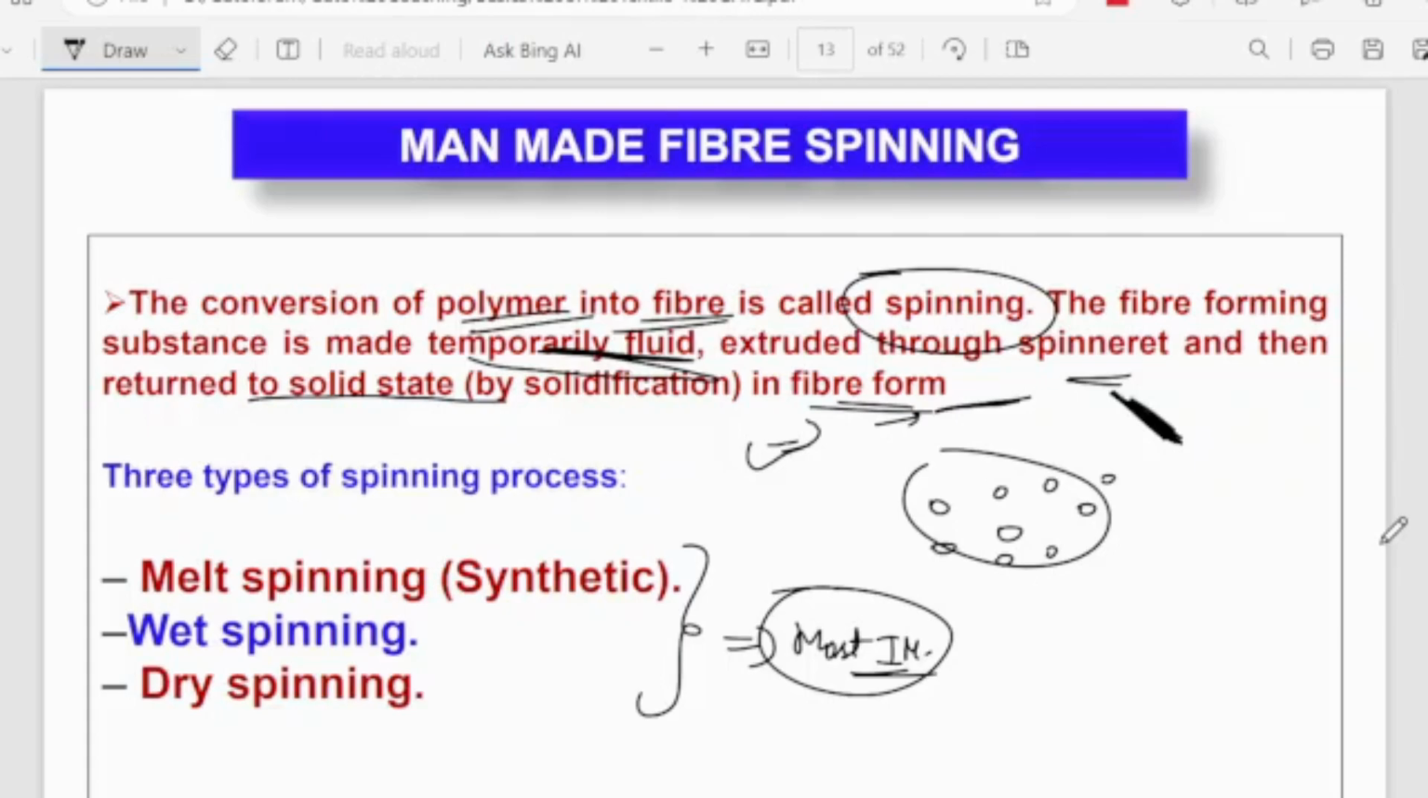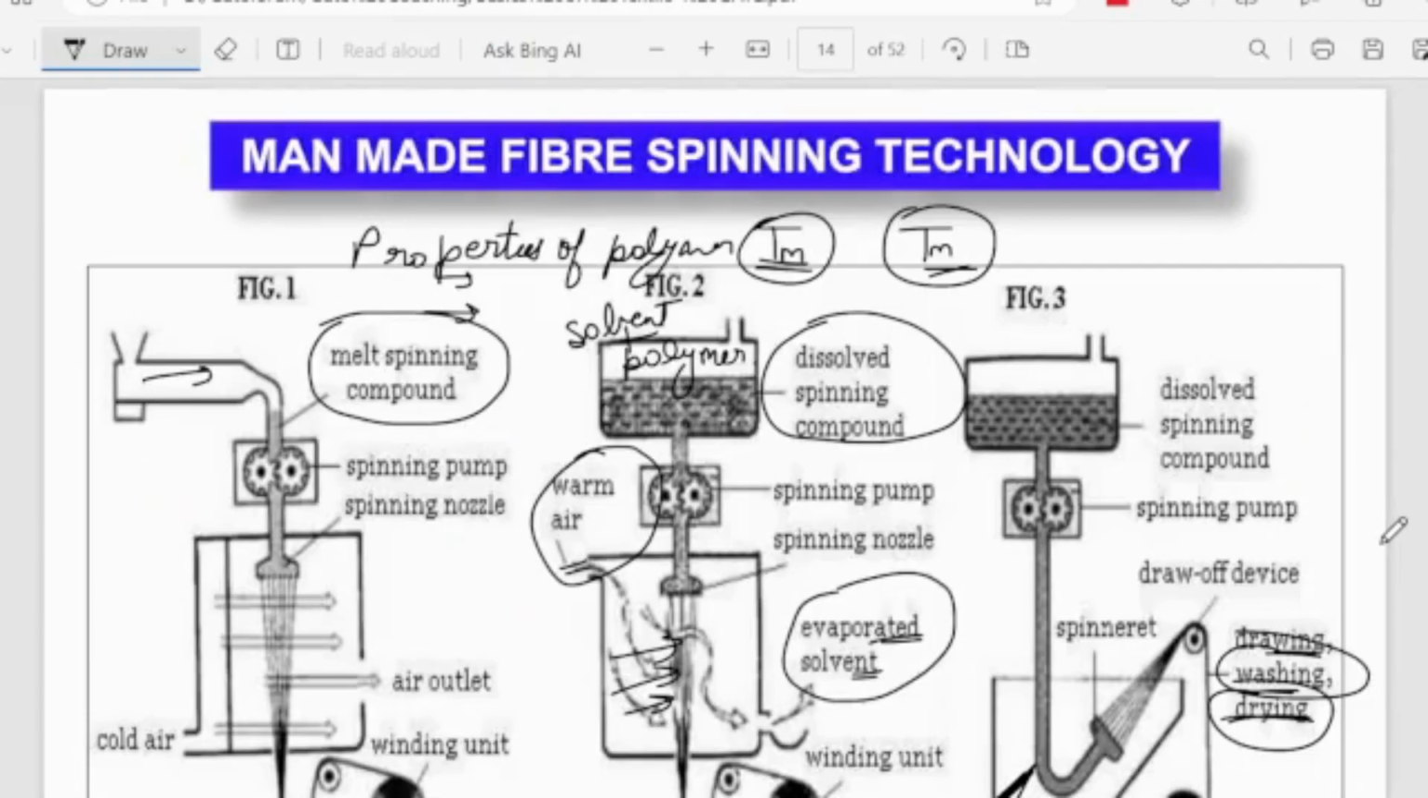So basically there are three types of spinning process. One is melt spinning. Melt spinning you can do for nylon. Polyester you can also do by the melt spinning process. In the spinning process a polymer is converted into a fiber. Because they are man-made fibers, they are put into the spinneret and finally stretched, given temperature, and by these artificial conditions they are converted into fibers. So this is how man-made spinning technology occurs in melt spun fibers.